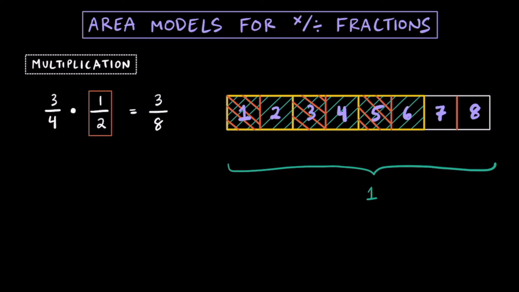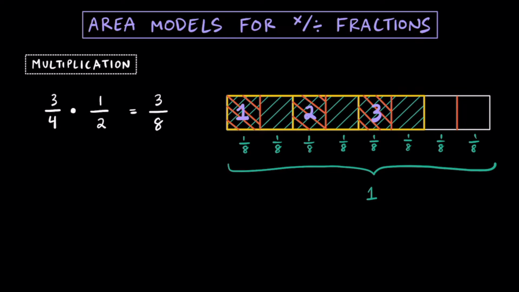Notice how there's a total of 8 of these small pieces, and while 6 of them were shaded once to show 6 out of 8 was 3/4, half of those 6, or 3 of them, were shaded twice. If this original candy bar was broken into 8 different pieces and you were given 3/4 of it, or 6/8, and then you ate half of those, that would represent 3/8 of the original candy bar.